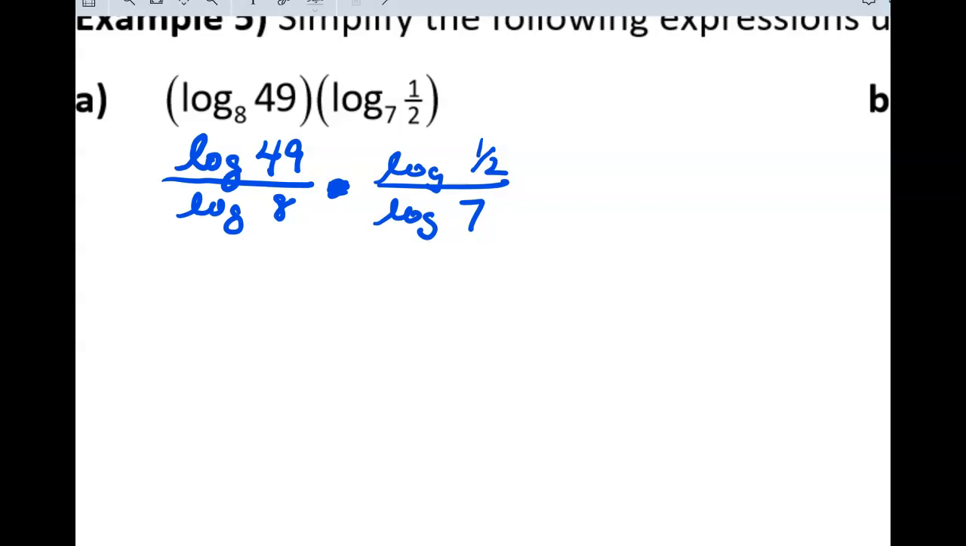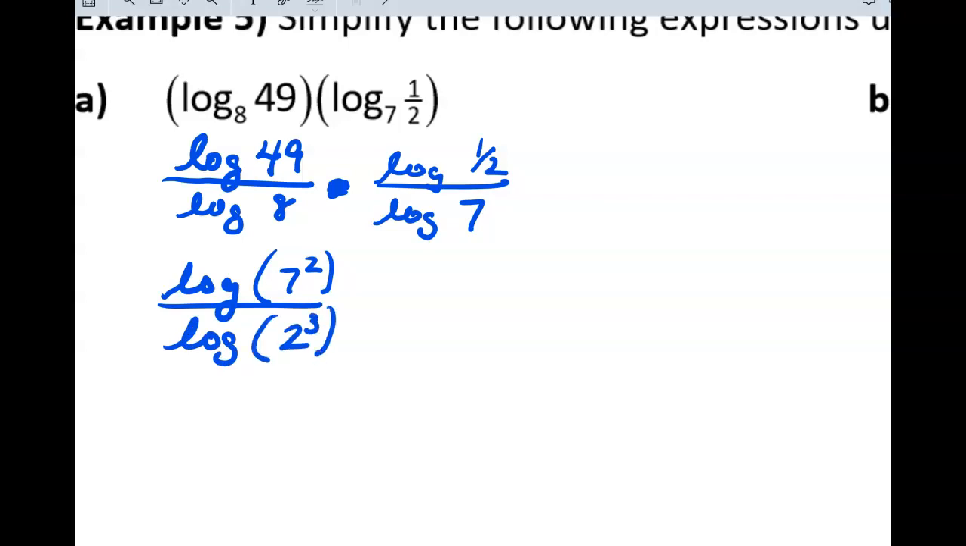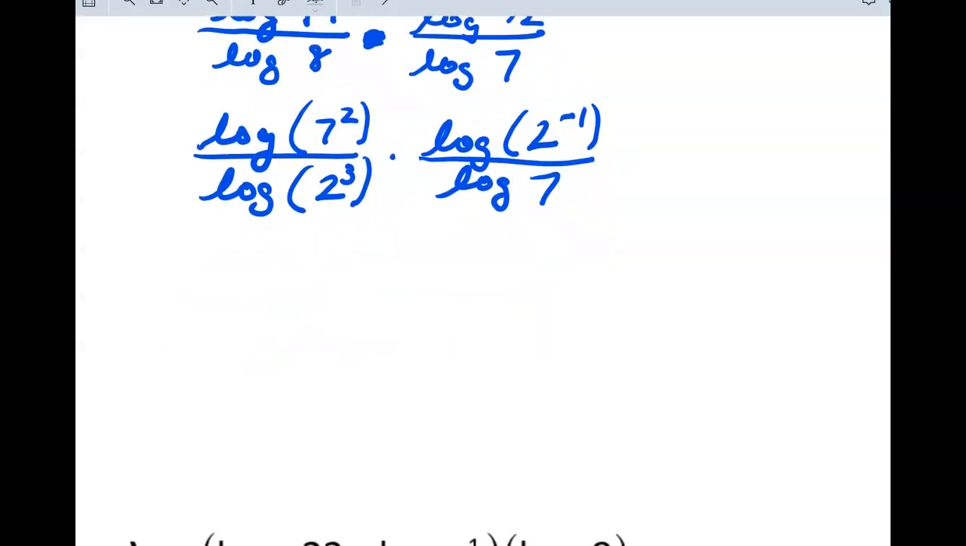Now we can use the power property. Log base 10 of 49 is log base 10 of 7 squared. Log base 10 of 8 is log base 10 of 2 cubed. The log of 1/2 is the log of 2 raised to the -1. And the log of 7, I don't think we're going to be able to do anything with that because 7 is a prime factor. Now let's just use the power property and fly those exponents down.